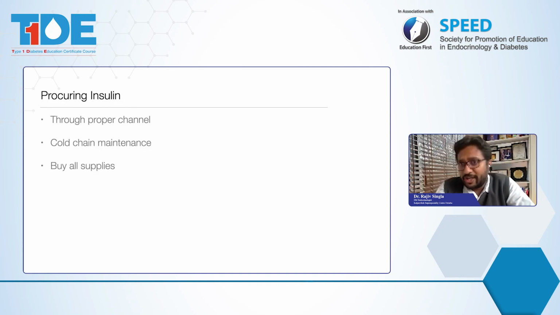We can procure insulin from any channel, but the channel should be reliable enough that we are sure that the cold chain is maintained. Because most of the time, when insulin is given at too-good-to-be-true prices, it comes from unscrupulous sources, and those sources are generally not very diligent in maintaining that cold chain. So if your cold chain is broken even for a day or two, you do not know what kind of efficacy that insulin would have.